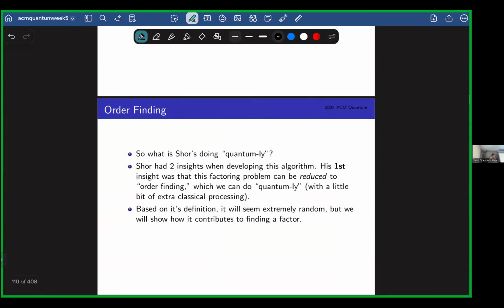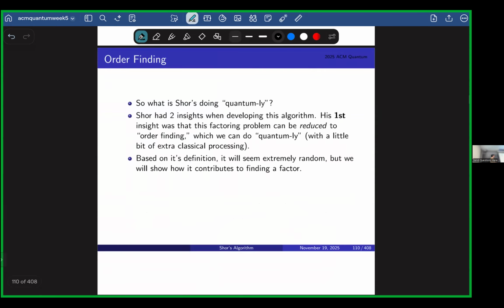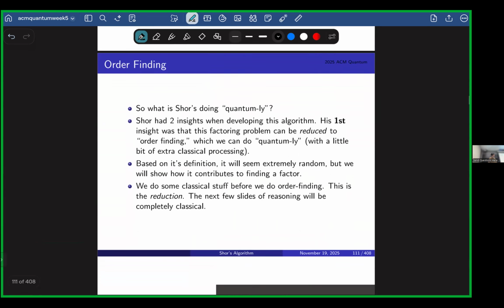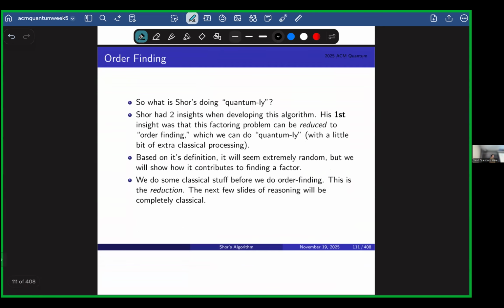The definition of this order finding problem will seem very random, but we'll show that it actually will help you find the factor. So we're going to do some classical stuff before we do order finding; that's the classical pre-processing. Then we'll do order finding, quantumly, and then we'll do some classical post-processing to find the factor.